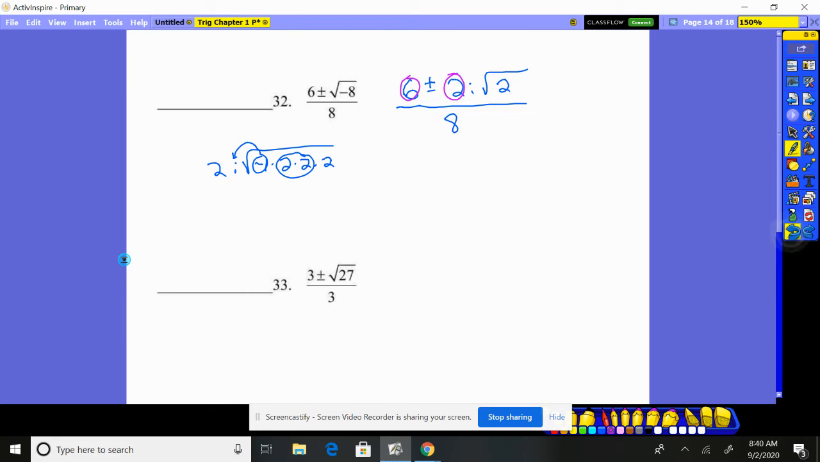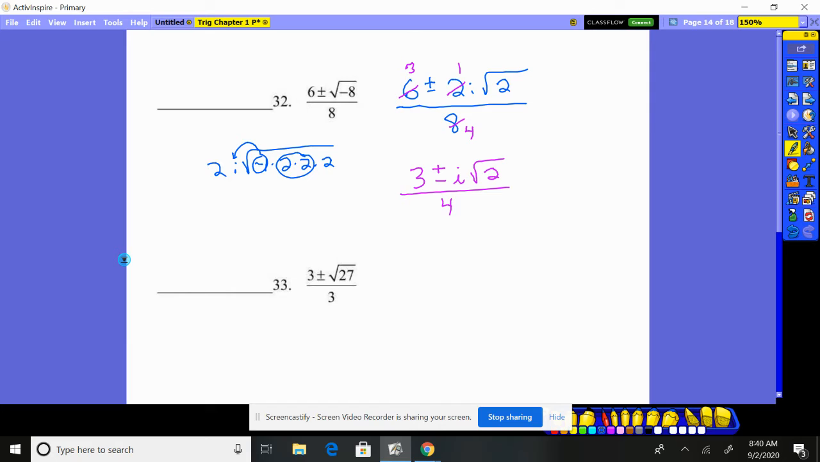Well, let's get rid of those markings. And let's say, hey, what can they be divided by? Well, they all can be divided by 2. 8 divided by 2 is 4. 2 divided by 2 is 1. 6 divided by 2 is 3. So it becomes a 3 plus or minus 1i, which is just i, root 2, all over 4. That's as simple as it gets.